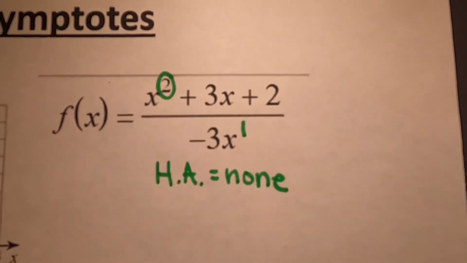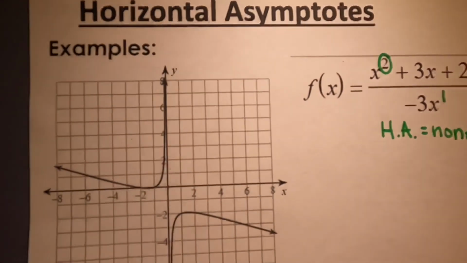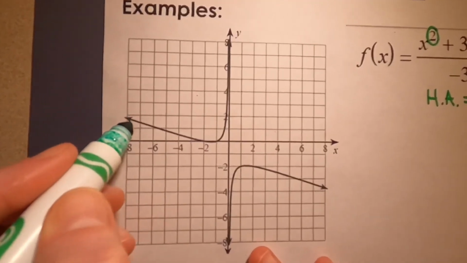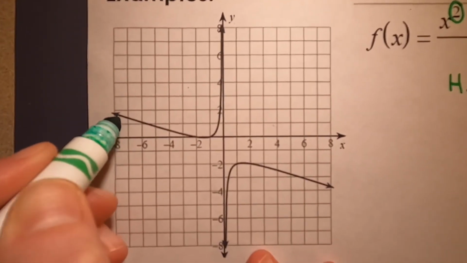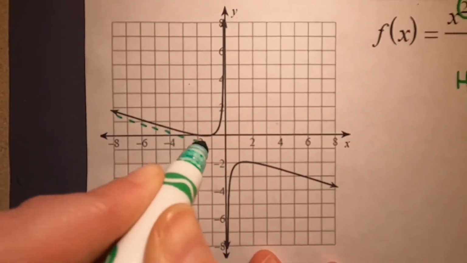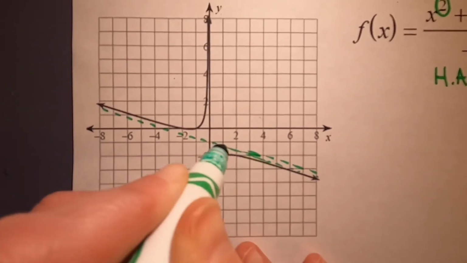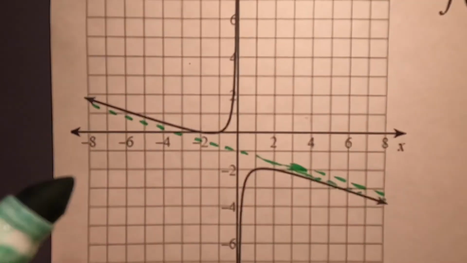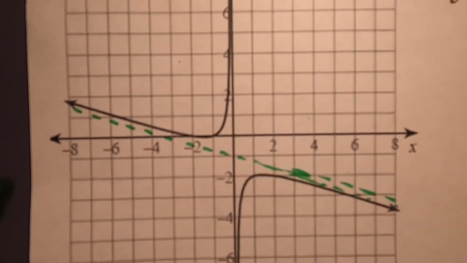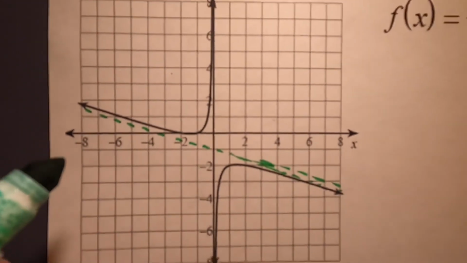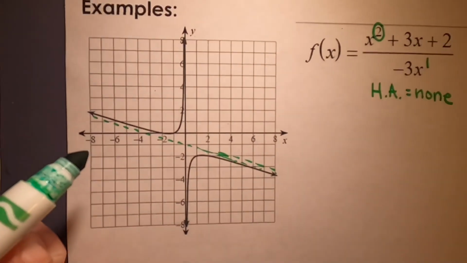I just wanted to show you the graph and show you that it's actually not a horizontal line, but in this case, the asymptote would be something like this, and you actually find this by using long division. We're not going to do that this time around, but I just wanted to show you that this is not a horizontal line, therefore it's not a horizontal asymptote.